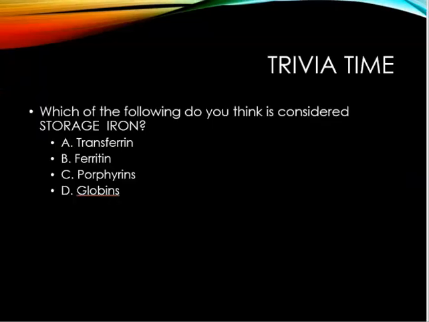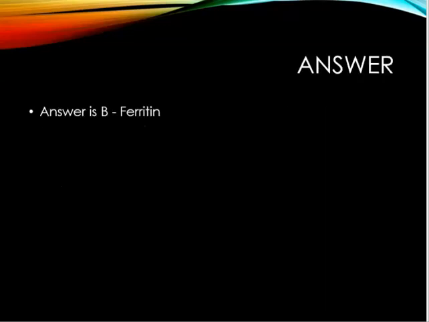So let's do a little trivia based on the information we've learned so far. Which of the following do you think is considered a storage iron? And we've got possible options of transferrin, ferritin, porphyrins, and globins. So pause the video at this time and try to answer on your own before you go to the answer on the next slide. Of course, the answer is B. B is ferritin. Ferritin is our form of storage iron.